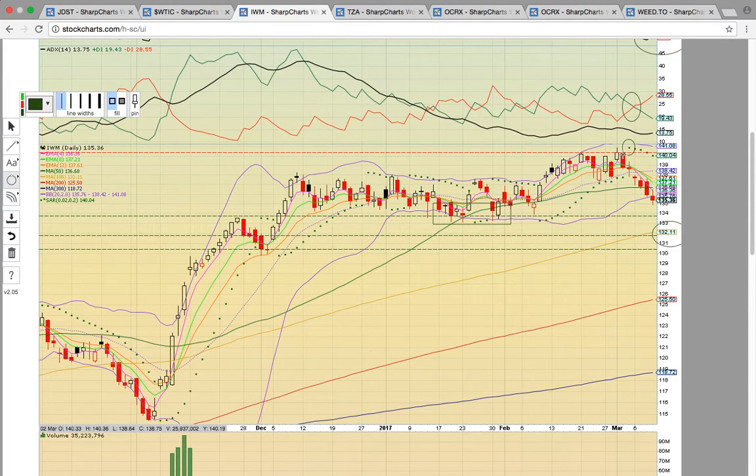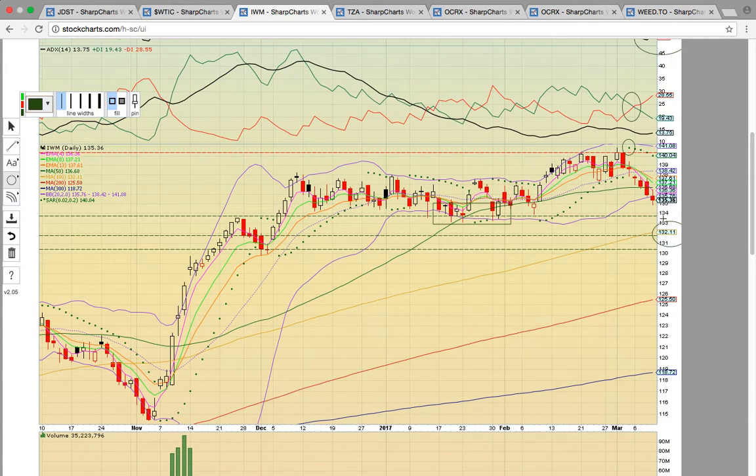It topped out, and now there's been 6 red candles in a row with a break below the middle Bollinger Band, and then below the 50-day simple moving average with the close yesterday below this green line, and then today there was a close below the lower Bollinger Band. So this has been a big sell-off. It's breaking key support levels.